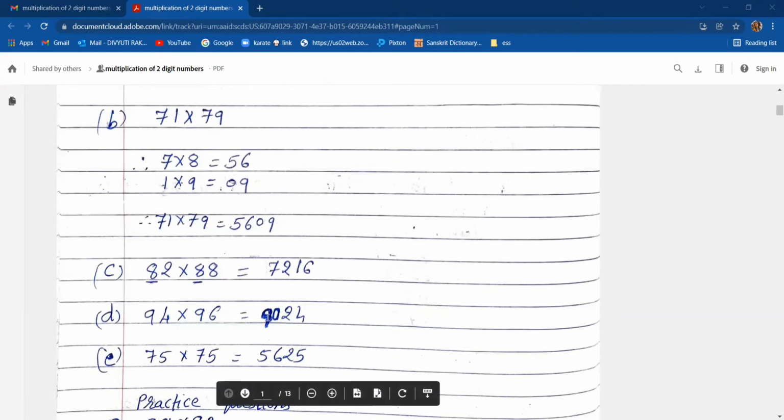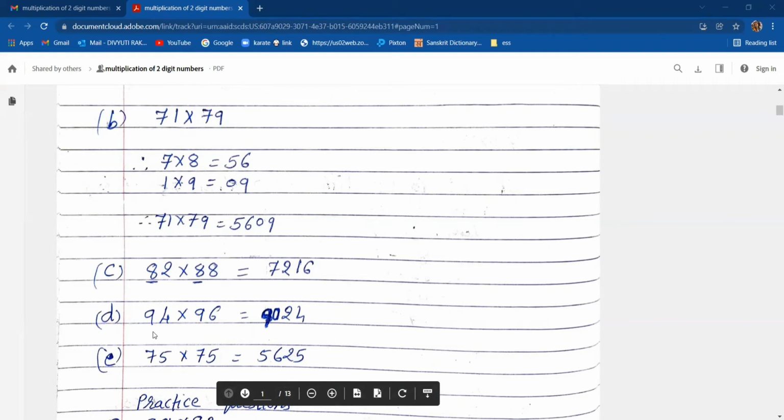So now let's do it orally. 82 into 88. Here 8 plus 2 will give you 10. So 8 will multiply with its next consecutive number, that is 9. 8 nines are 72. 72 we will write here, and then 8 twos are 16. 16 you have to put here. So 7216 is the answer of this.